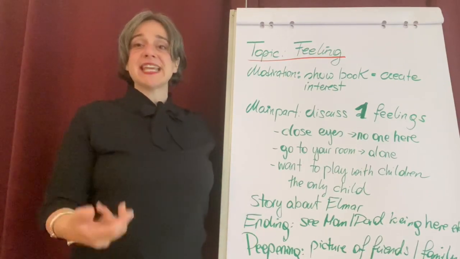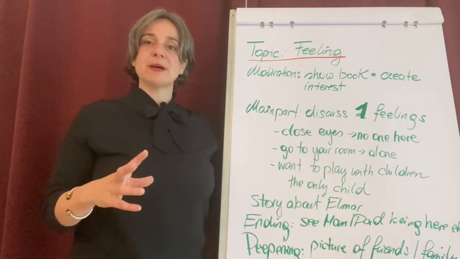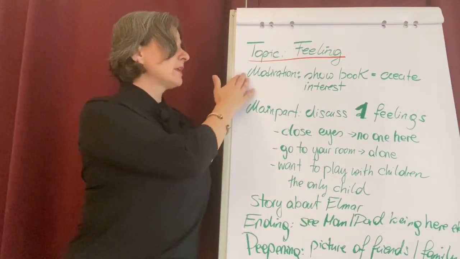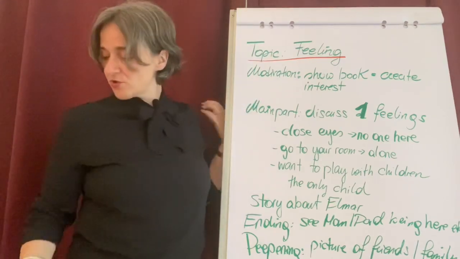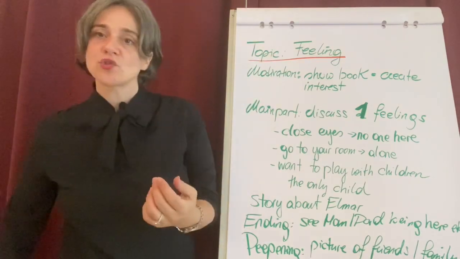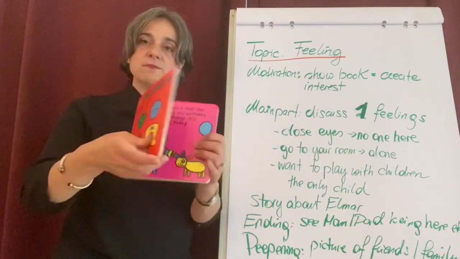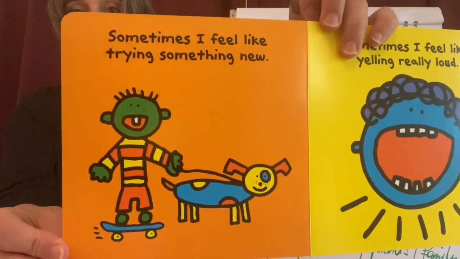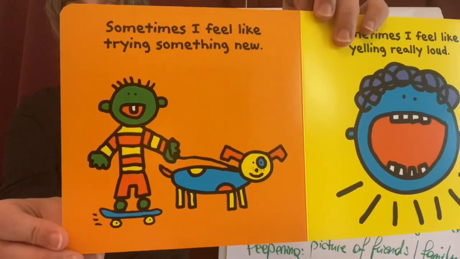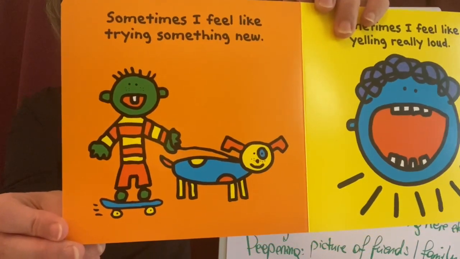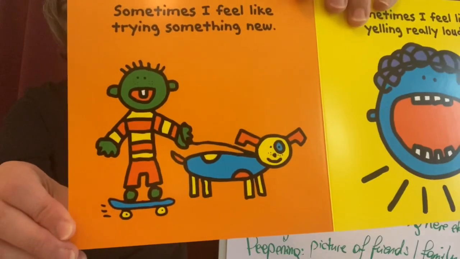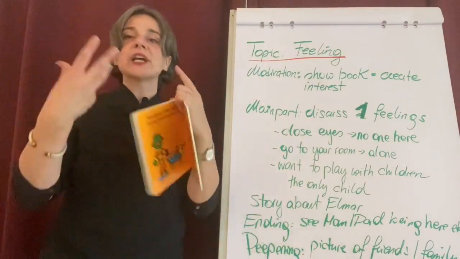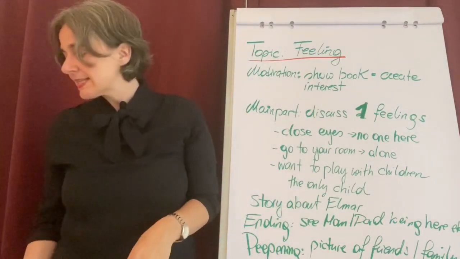Okay, so if you see that the time was very short about the topic and you would like to add a second one, then you go back. You have a new motivation. Maybe you speak about a different emotion. So you would take the same motivation, meaning the same book. You would not go to a different topic. So for example, here: sometimes I feel like trying something new. You can see the boy is trying it alone, not exactly because he has a dog with him, but there are no other children. So you can connect it and you can go through the process again.